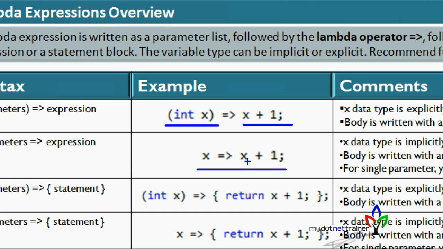If you take a close look at this expression, it has one input parameter on the left-hand side, a parameter list, and this parameter doesn't have a type because you have type inference. Based on the value that you're returning, its type is determined. And also the X plus 1 is the body.